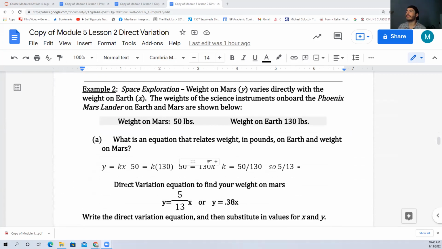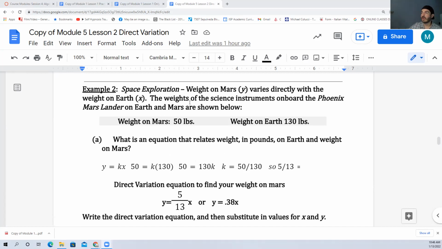Scrolling down, let's see what else we got. We got an example here. Space exploration, weight on Mars, y, varies directly with the weight on Earth, x. The weight of the science instruments on board the Phoenix Mars lander on Earth are shown below. The weight on Mars is 50 pounds and the weight on Earth is 130 pounds. What is an equation that relates weight in pounds on Earth and weight on Mars?